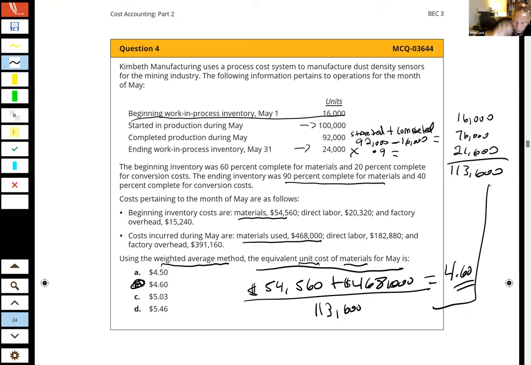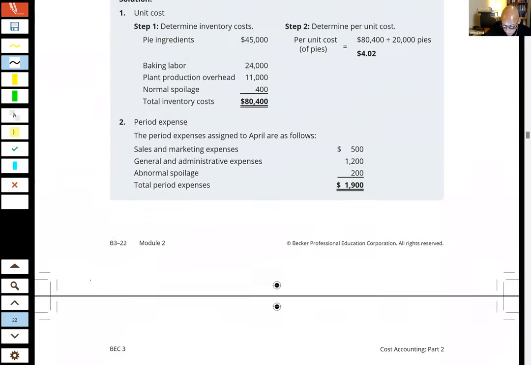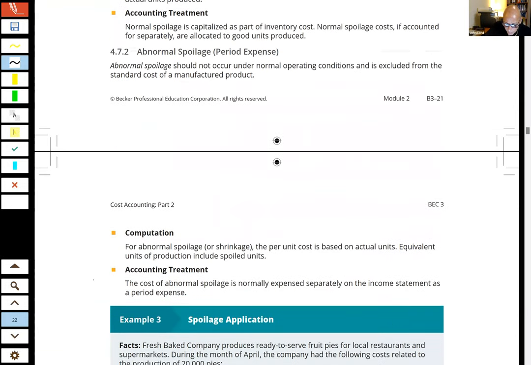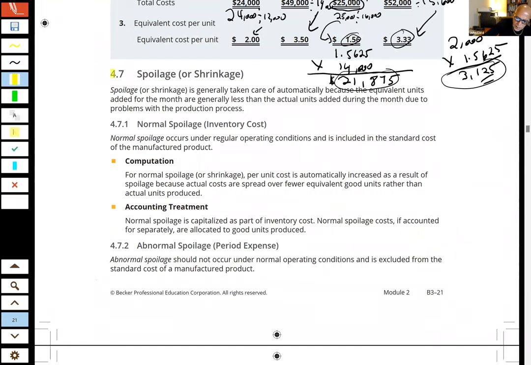Okay, good. All right, let's go back because there were some things that we skipped past when we came to the question here. Basically, spoilage. What happens? It really becomes a definitional thing. And when we look at spoilage, spoilage can be normal spoilage.